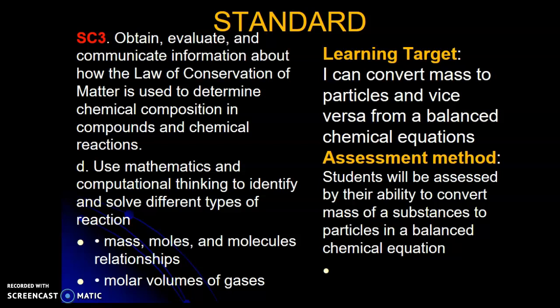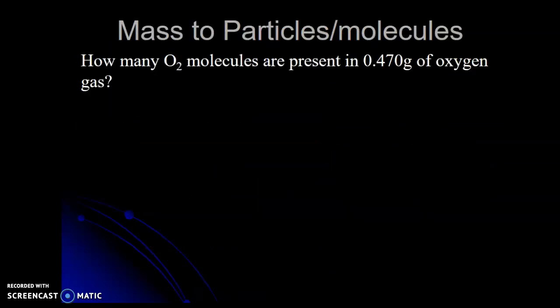Today's lesson learning target is: I can convert mass to particles and vice versa from a balanced chemical equation. An assessment will be your ability to convert mass of a substance to particles in a balanced equation. Right, let's look at the first example, mass to particles or molecules. How many oxygen molecules are present in 0.470 grams of oxygen gas?